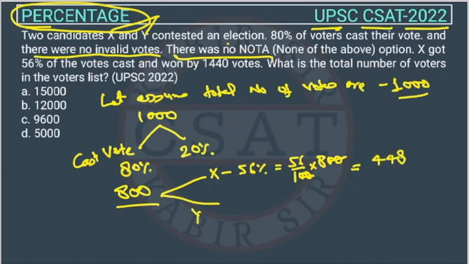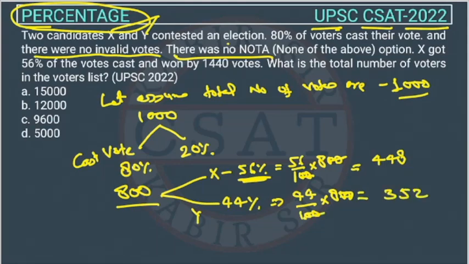And the other person Y will get how much? Y will get 44%, because X is getting 56%, so the remaining votes Y will get. So the remaining votes are 44%. 44% of 800, Y will get, right? So this will be how much? This will be 352, right?